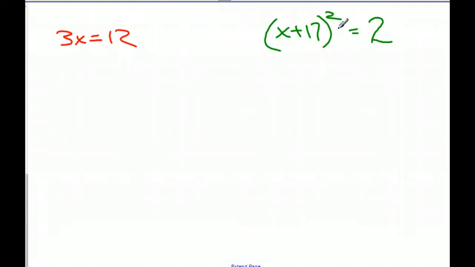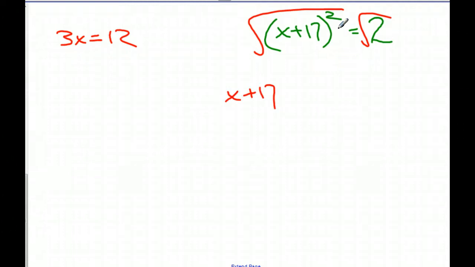It's the same way when you're dealing with exponents. What is the opposite of an exponent? Square root. So if I took the square root of both sides, the square and the square root would both disappear. And that equals plus or minus the square root of 2.